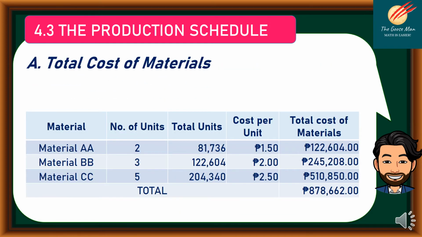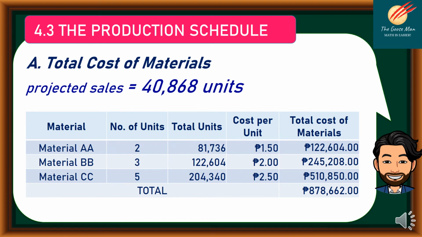Let's compute the total cost of materials. In order to determine it, take note that the projected sales is equal to 40,868. We have the following materials: AA, BB, CC, and the total number of units per piece. So we have here 2, 3, and 5 respectively.